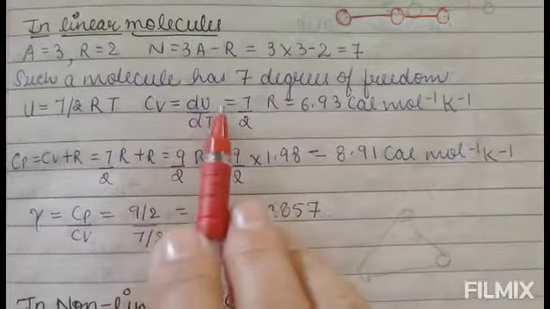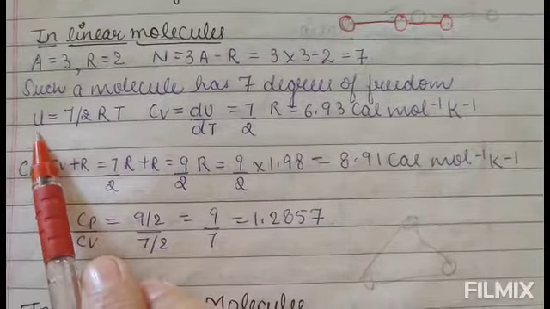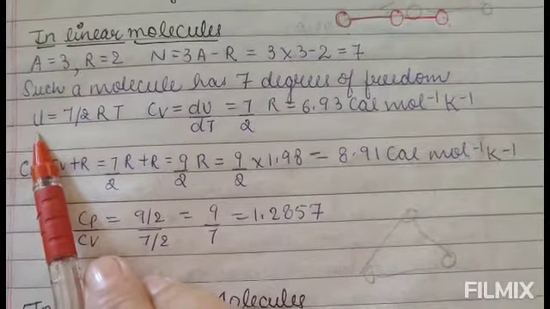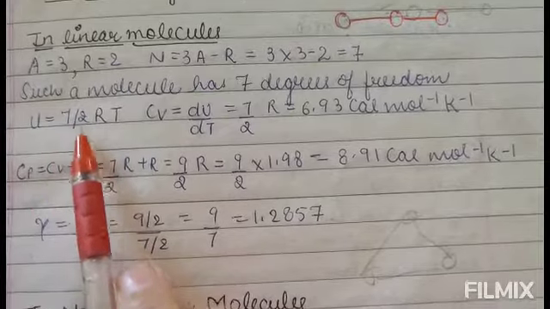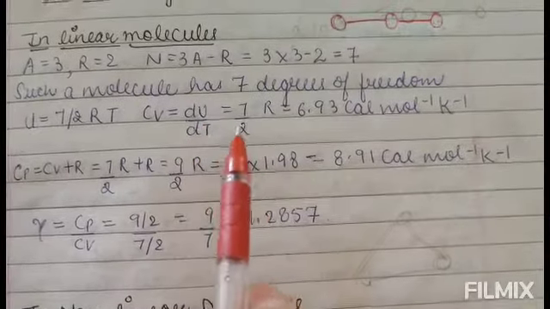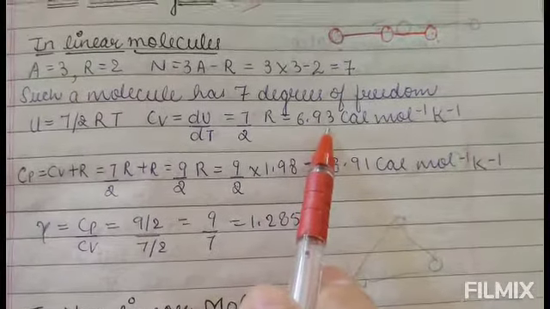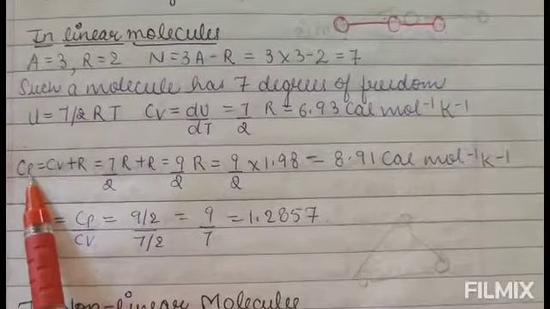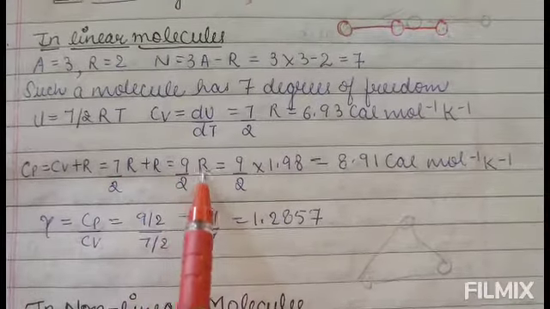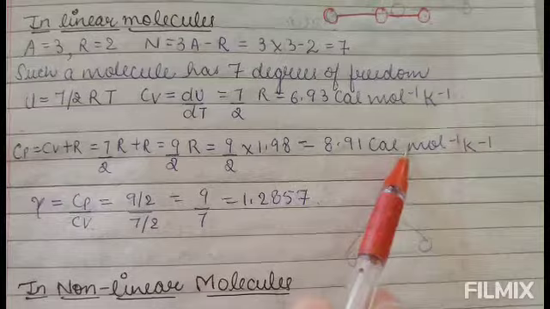Now such a molecule has 7 degrees of freedom, and U we will calculate as we have done in the previous two cases, for the monoatomic gases and the diatomic gases. Directly we can write the energy associated here, U, equal to 7 upon 2 RT. Now Cv is equal to dU upon dT. If we calculate it, it will come 7 upon 2 R, that is equal to 6.93 calorie per mole per Kelvin. Cp also we can calculate by the formula Cv plus R. So here 7 upon 2 R plus R, that is 9 upon 2 R. 9 upon 2 into 1.98, that is equal to 8.91 calorie per mole per Kelvin.